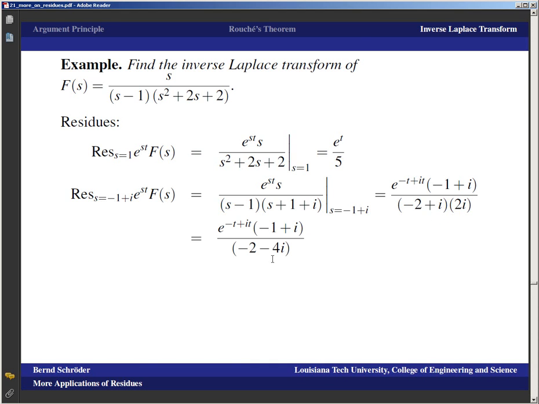We get −2 because i times 2i is −2. And then we have minus 4i from the −2 times the 2i. And now we expand with −2 + 4i to get a real denominator. And so that would be e^(t + it). That, of course, doesn't change. The denominator will be 2² + 4², which is 4 + 16, which is 20.